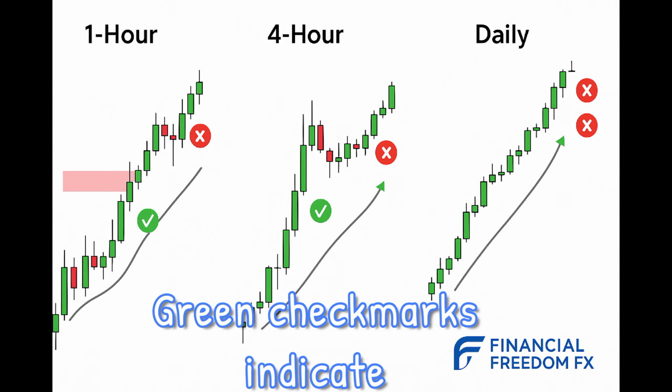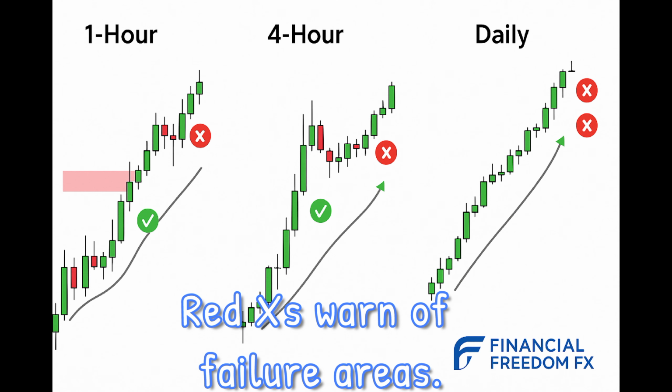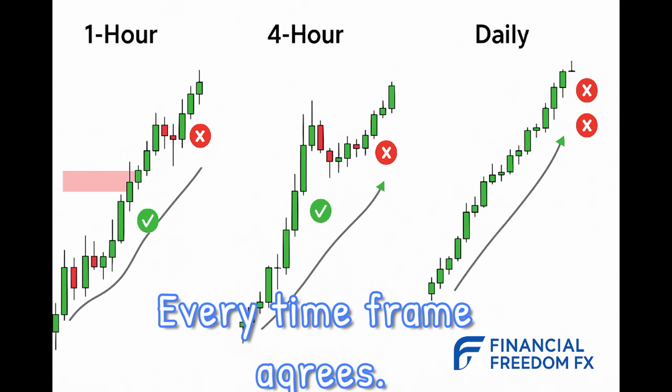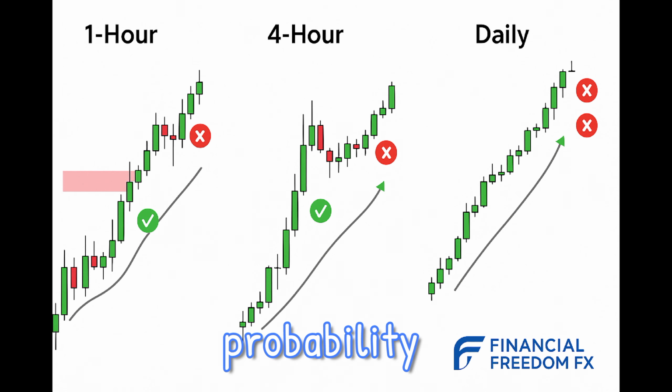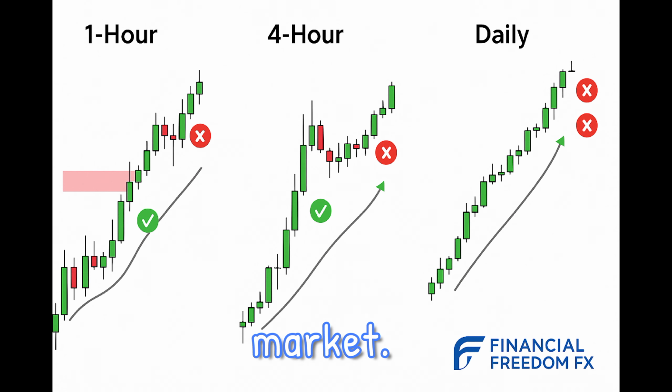Green check marks indicate ideal entry zones. Red X's warn of failure areas. This is full confluence. Every time frame agrees. This is what we mean by high probability trading. Entries backed by the full structure of the market.